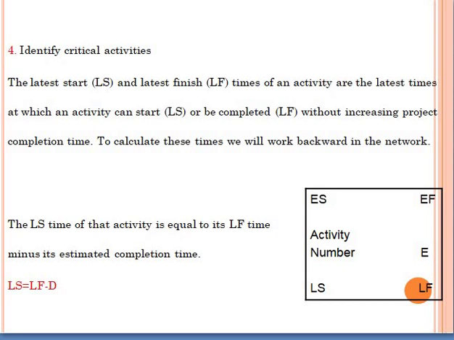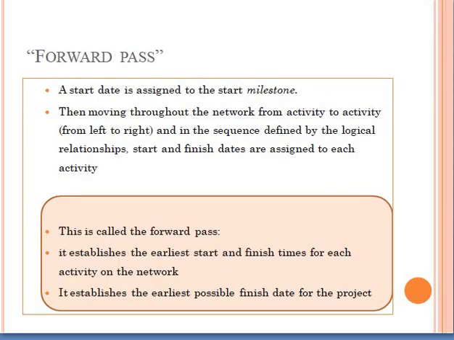Let's begin with the forward pass. The starting date of the project is assigned. This is my starting milestone. This is the beginning of the project. This is a very important achievement and event, so we refer to it as a milestone. Then I have to move forward with my activities. I'm calculating the forward pass.